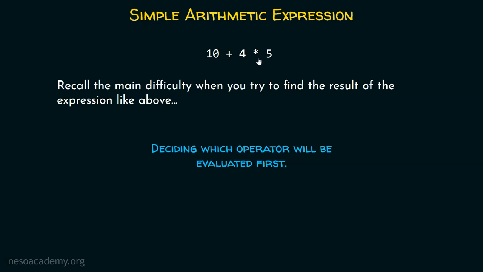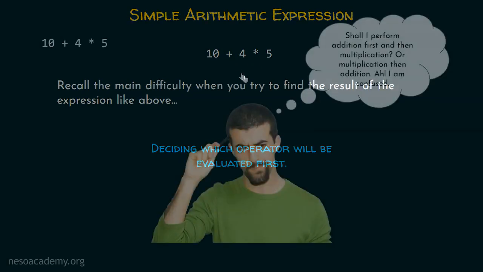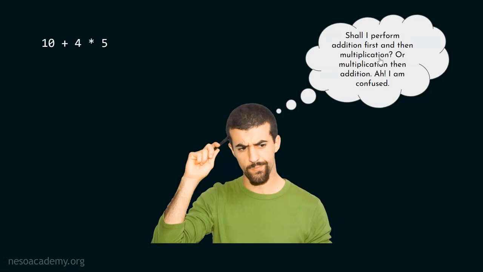Someone who is new to all these things and tries to find the solution to this type of expression would encounter such a problem, of course, whether to perform addition first or multiplication first. The usual approach is to perform addition and then multiplication, going from left to right. But this is not always the case. Actually, there is a problem in evaluating this expression. Shall I perform addition first and then multiplication, or multiplication then addition? I'm confused. I don't know which operation will be evaluated first.